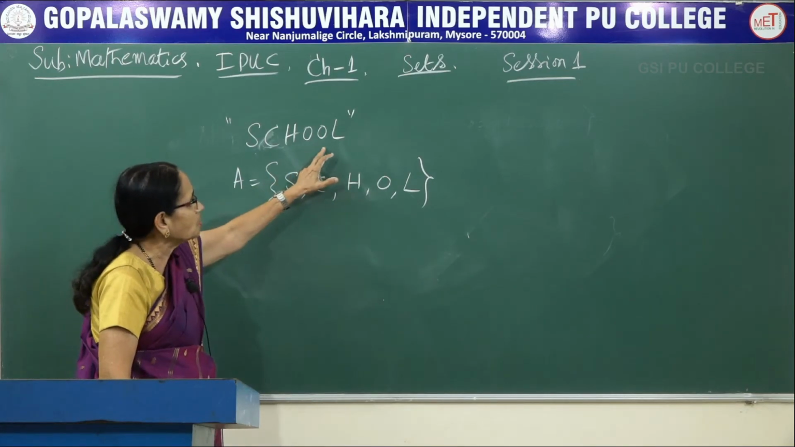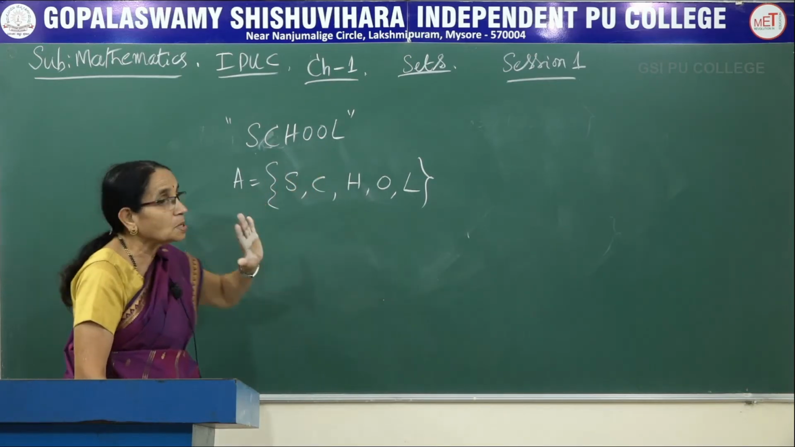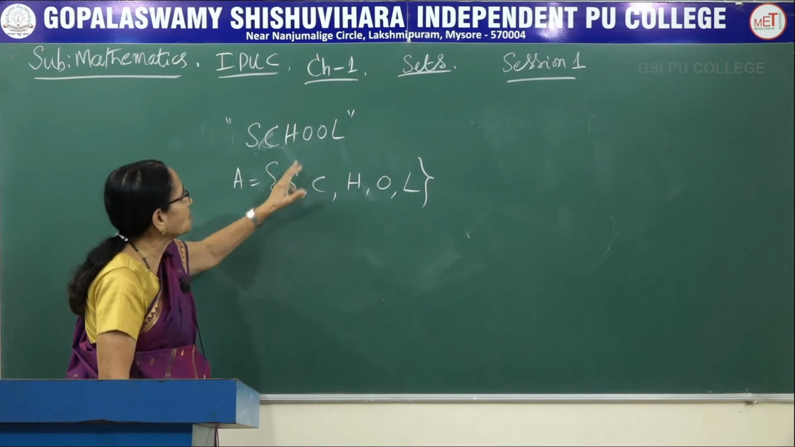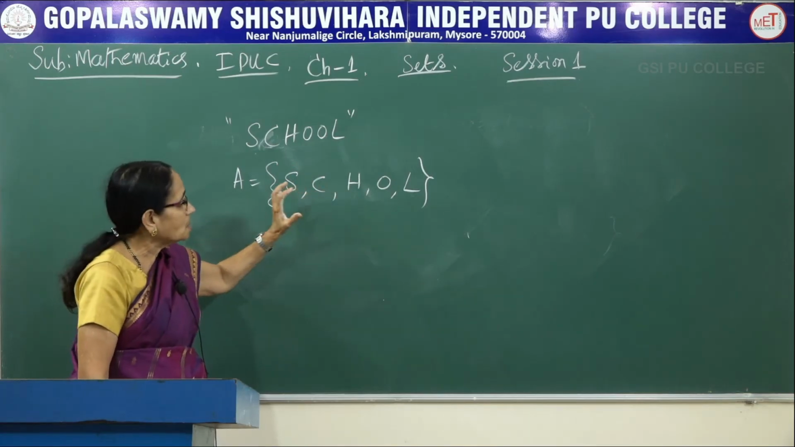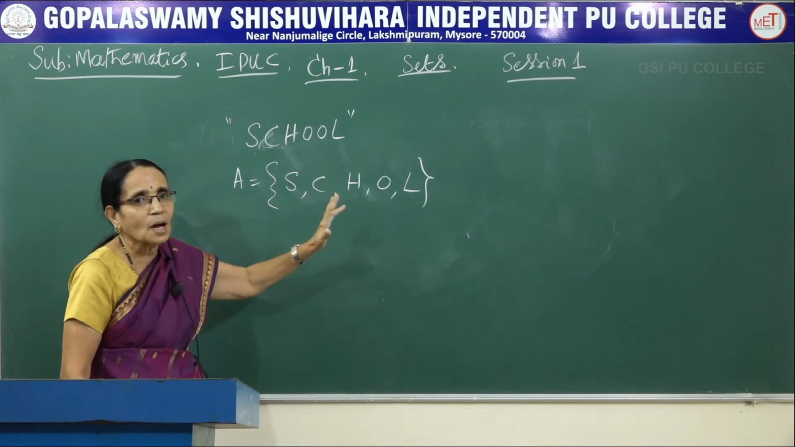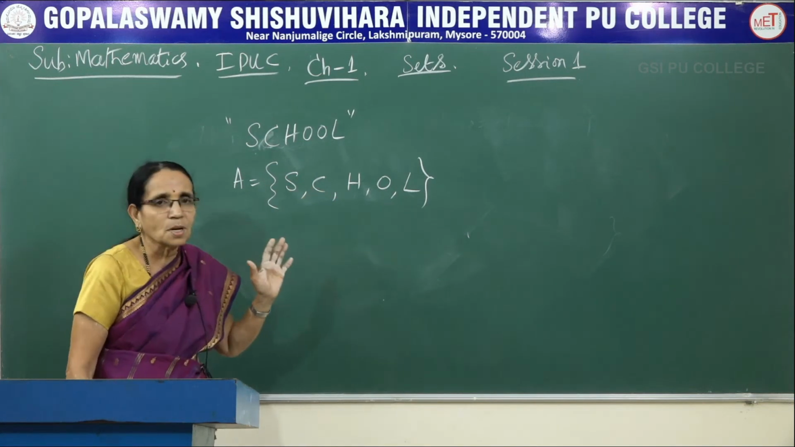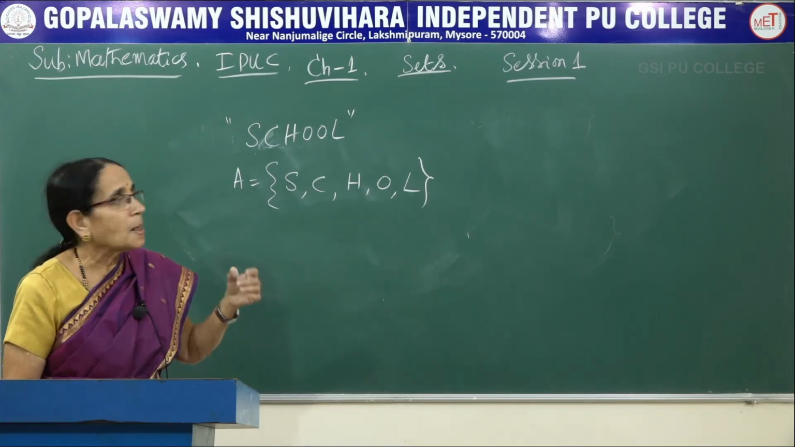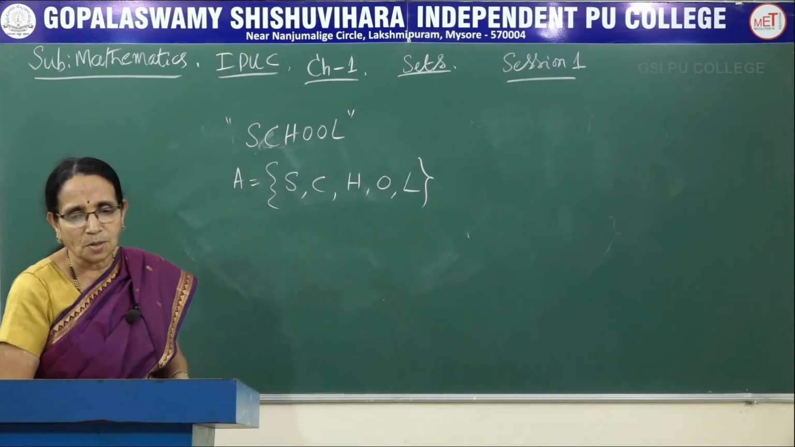See, though O is repeated twice in the word, you need to write it two times. Here I told you the order is immaterial. You can write H first, then O, then L, then S, then C, like that. Because remember, a set is only a collection. As it is now, it doesn't have any value or anything. It is only a collection. So if they ask you to write the set containing the letters of this word, if a letter is repeated, then you can write it only once.